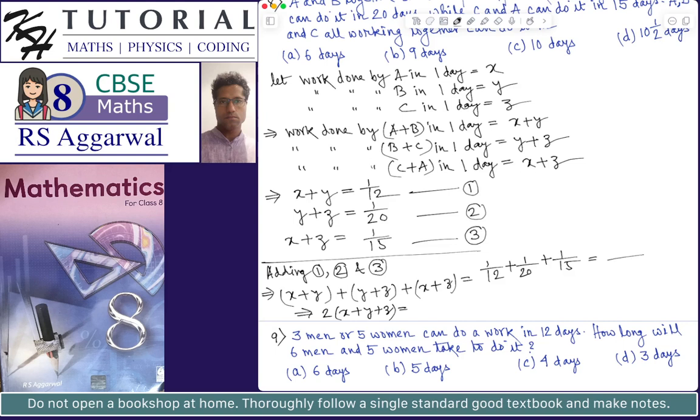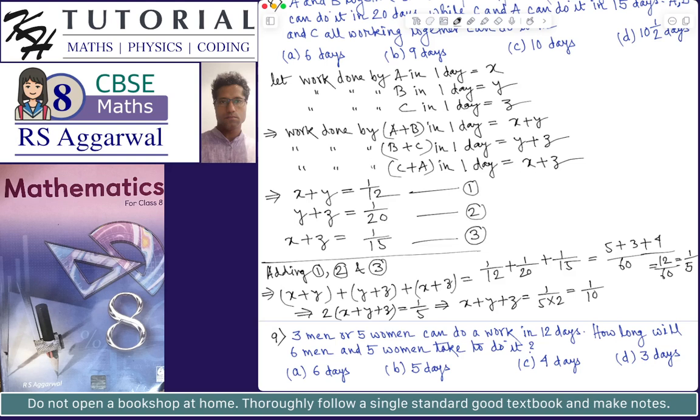So the LCM will be 60. We have 5 plus 3 plus 4, which is equal to 12 by 60, which is equal to 1 by 5. So we have 2 into X plus Y plus Z is equal to 1 by 5. So this implies X plus Y plus Z is equal to 1 by 5 multiplied by 1 by 2, that is 1 by 10.